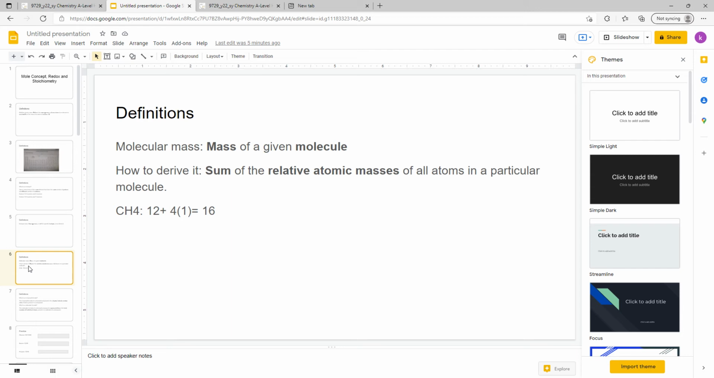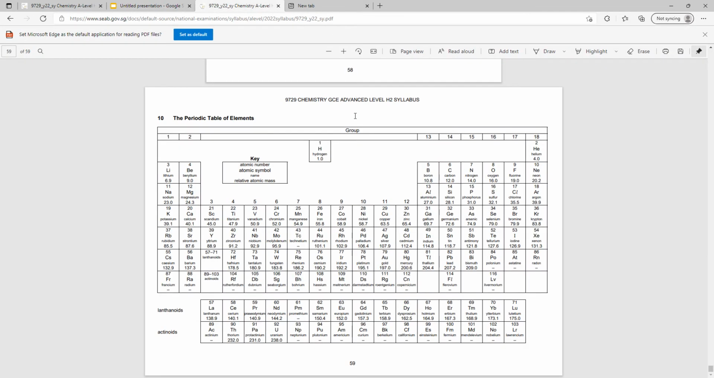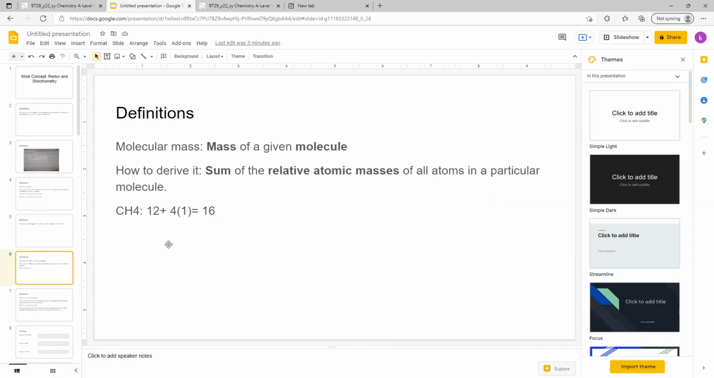Now moving on to molecular mass. It's the mass of a given molecule, and how you derive it is calculating the sum of all the relative atomic masses of all atoms in a particular molecule. So for example, for CH4, which is methane, we have C, which has a relative atomic mass of 12, and 4 hydrogen, which each have a relative atomic mass of 1. So 12 plus 4 times 1 will give us 16.